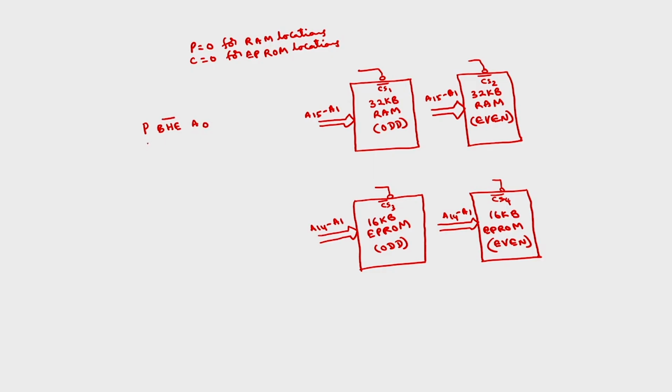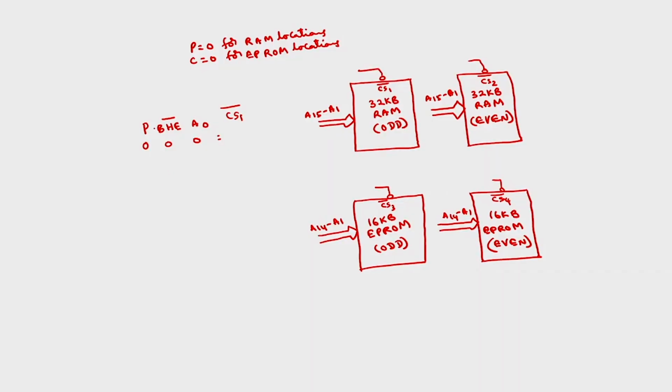So if P is 0, and BHE bar and A0 are 0 0, what should this CS1 bar be? CS1 bar has to be selected in case of word selection from the RAM or only the odd bank. This P is equal to 0 by default, since this is for RAM, so no need to consider it; you can write P is equal to 0 here itself. Now BHE 0, A0 0 means chip select bar has to be selected because this is a word access from the RAM.